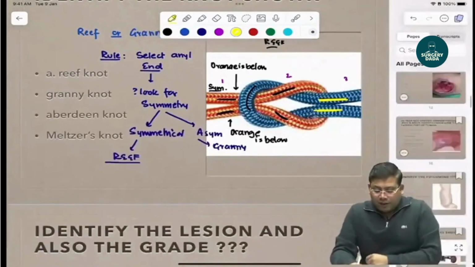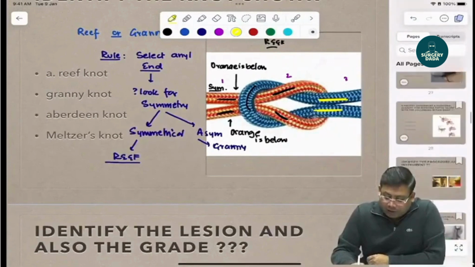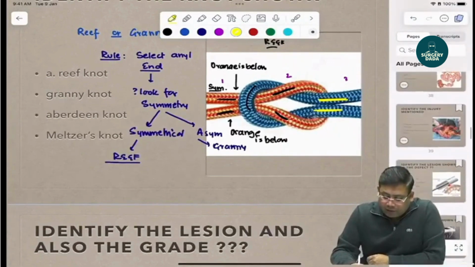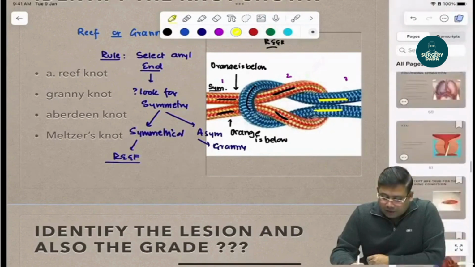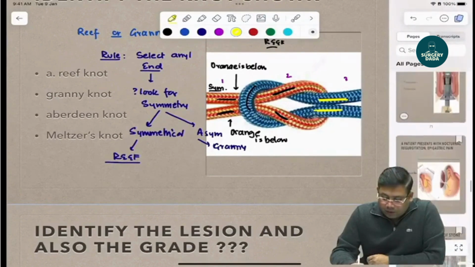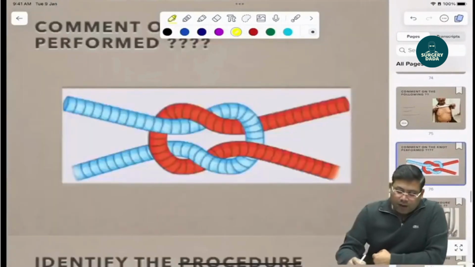I will show a very similar image of a knot, and that will help you understand granny versus reef. Just give me a minute, I will show you a classical knot, granny versus reef. Okay, let us see this knot.